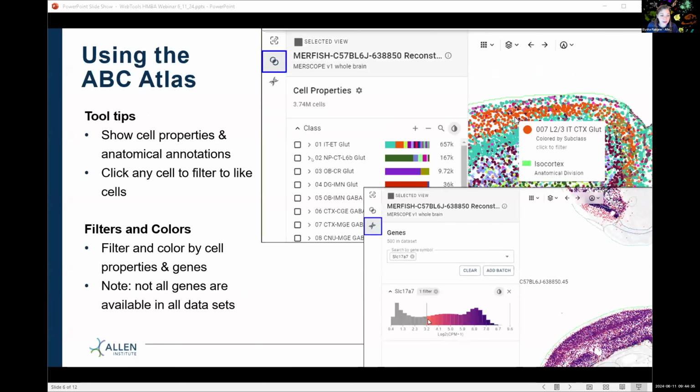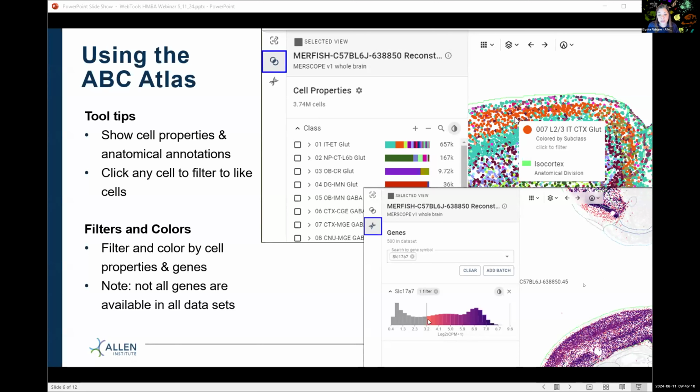So I'll give you a quick tour here. I encourage you to log in and play with it yourself. A couple of highlights of what it can do. As you're exploring the data sets, you can use our tooltips to interrogate any of the cells. Each of the dots here that you see is a cell. You can understand what cell type it is, depending on what you're coloring by. It also shows the common coordinate framework overlaid, so you can see the anatomical region that it's a part of.